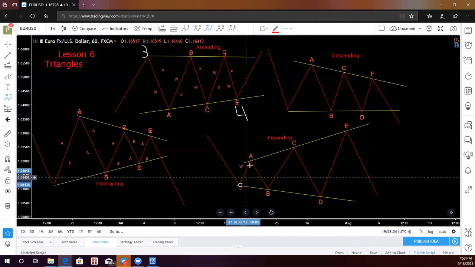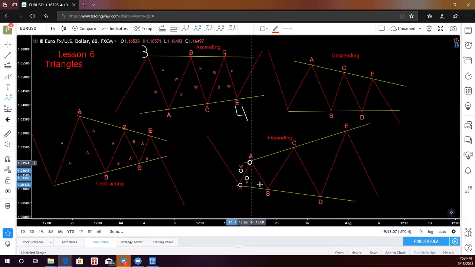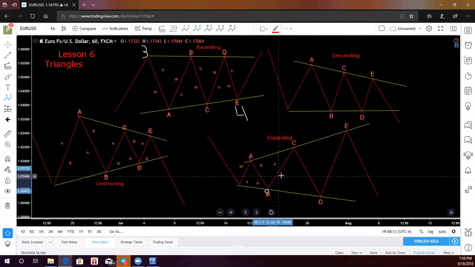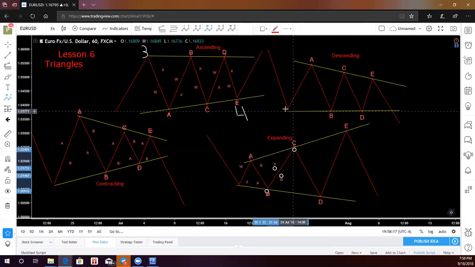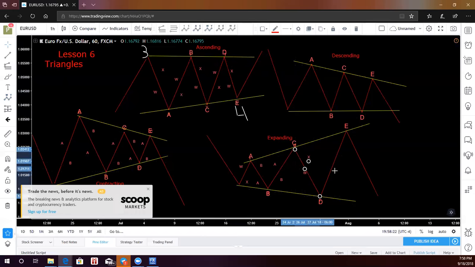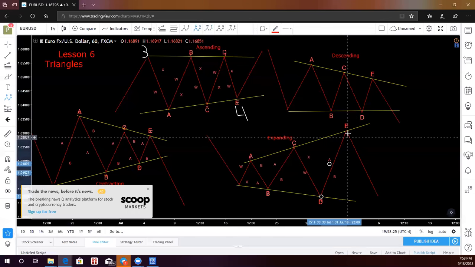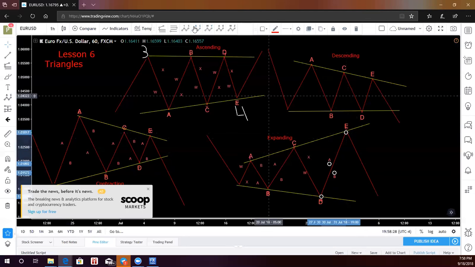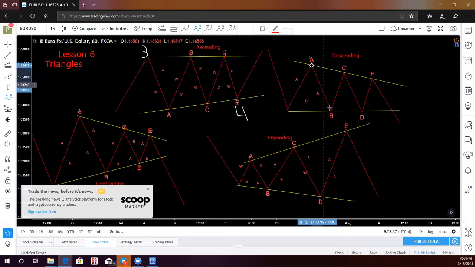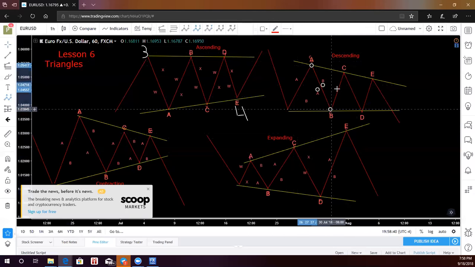So just to give you a little bit of variation also, this can be a WXY, ABC, ABC, WXY, ABC, and ABC, ABC, ABC, WXY, WXY.